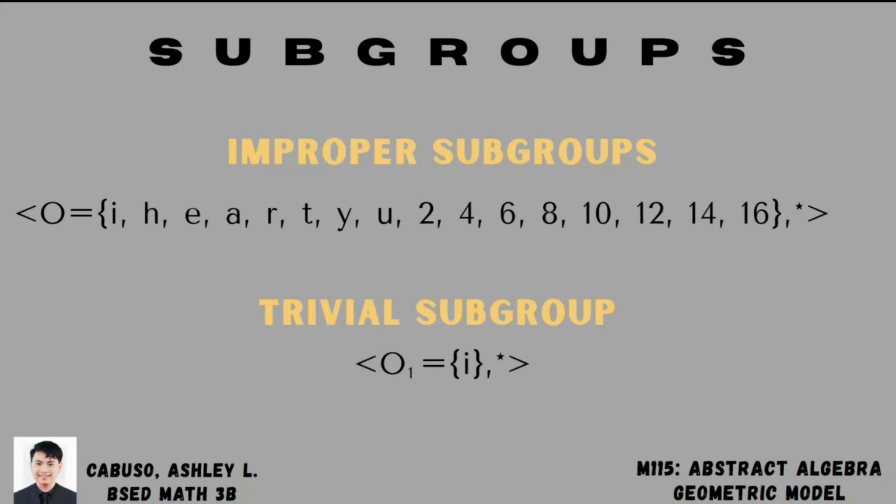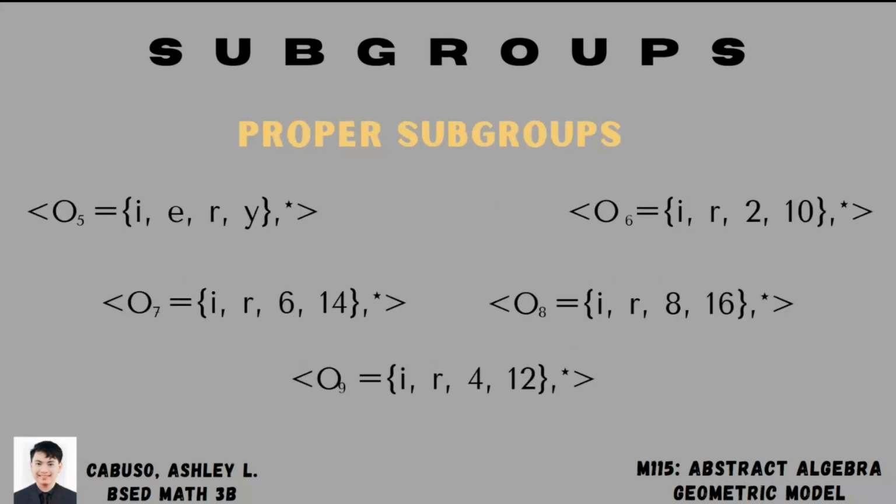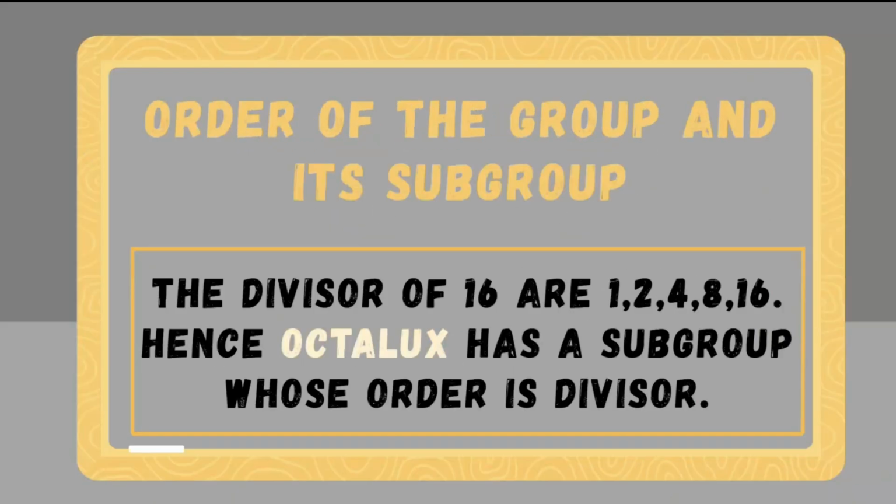Now, here's an important rule from group theory. The order of a subgroup must divide the order of the whole group. That means the subgroups of O must have orders that are divisors of 16. And what are those divisors? They are 1, 2, 4, 8, and 16. Order of the group and its subgroup. The divisors of 16 are 1, 2, 4, 8, and 16. Hence, O has subgroups whose orders are divisors.